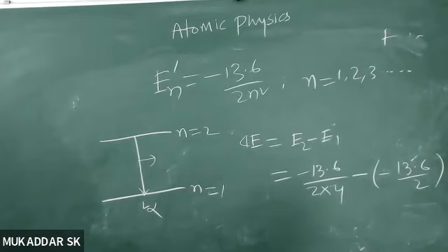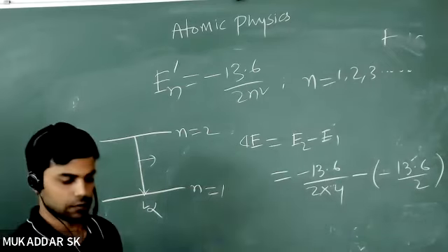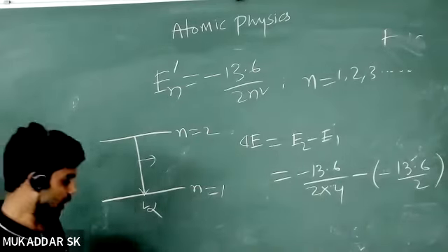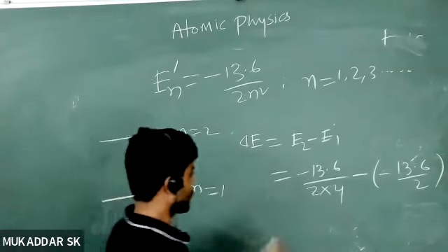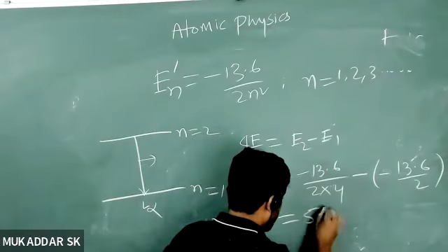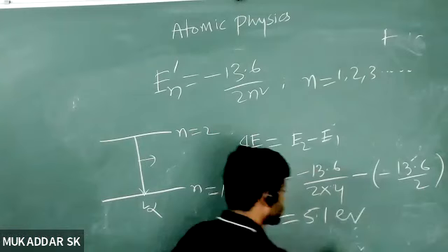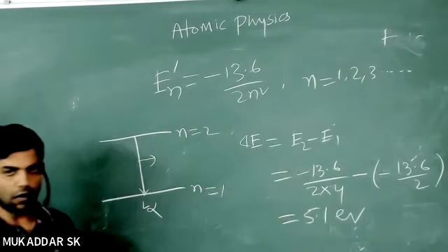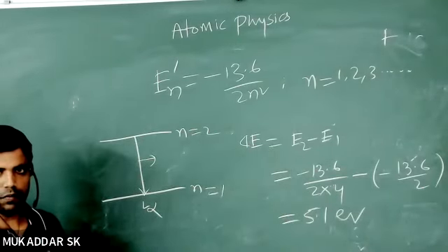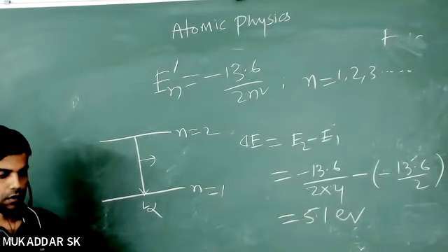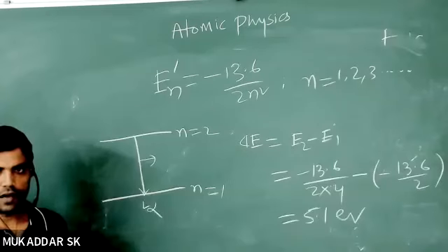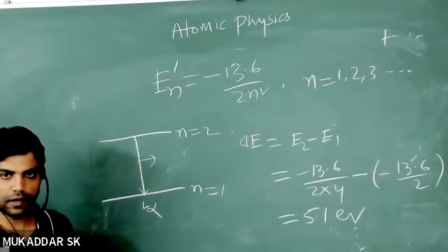How much are you getting? Anyone? So if you calculate it, you will get basically 5.1 electron volt. This is the energy of the Lyman alpha line for the positronium system.